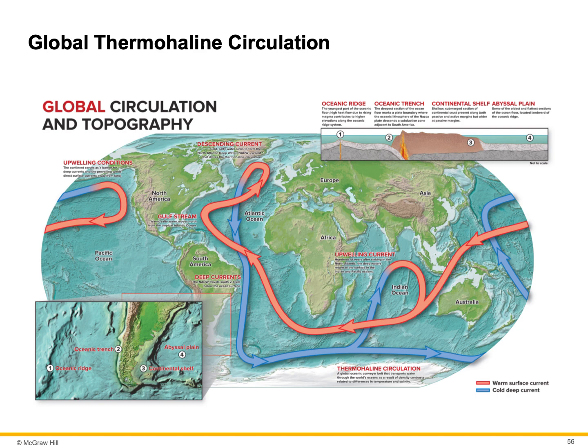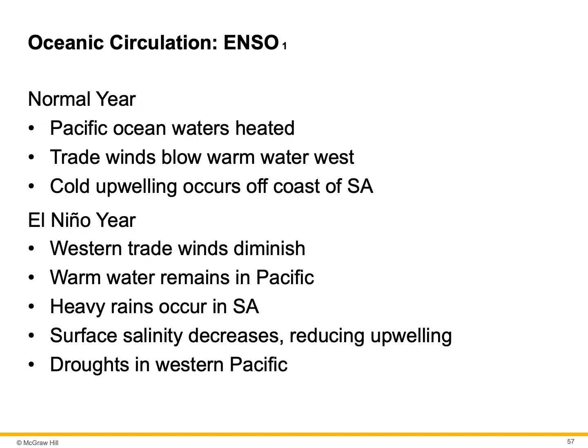The thermohaline circulation is a global oceanic conveyor belt that transports water through the oceans as a result of density contrast related to differences in temperature and salinity. In a normal year, the Pacific Ocean waters are heated. The trade winds blow warm water toward the west. There's a cold upwelling that occurs off the coast of South America.